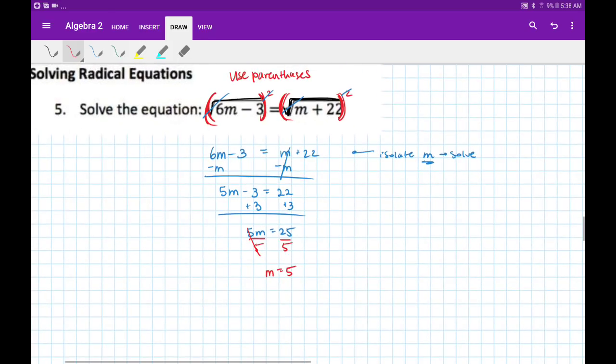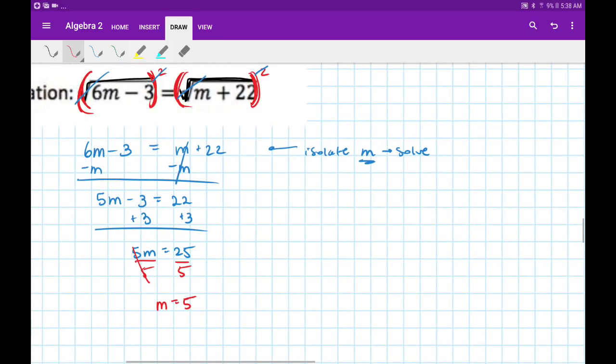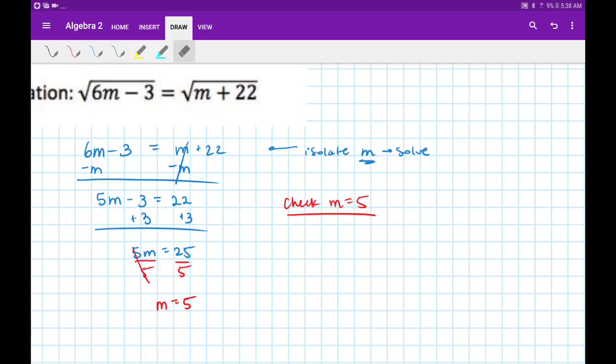But that's not enough. Whenever dealing with radical equations, I always have to check for extraneous solutions. So I'm going to check for m equals 5. Let's go back and look at our original equation. Everywhere that says m, that's 2 spots, I need to plug in 5.